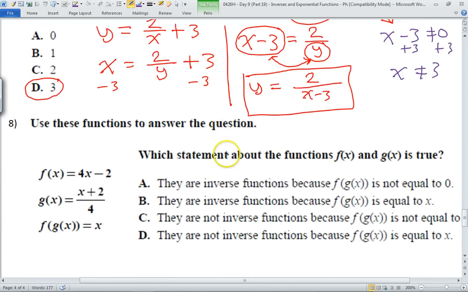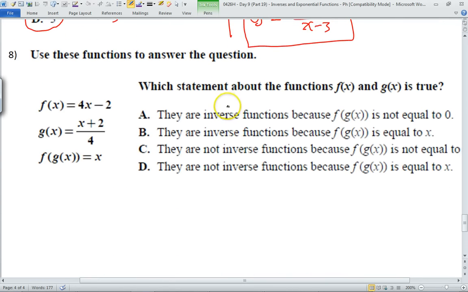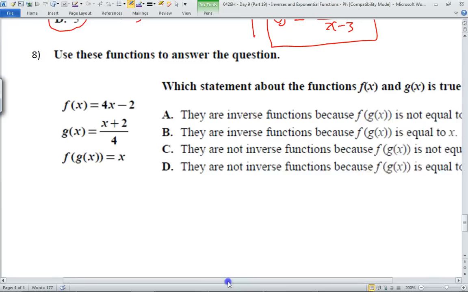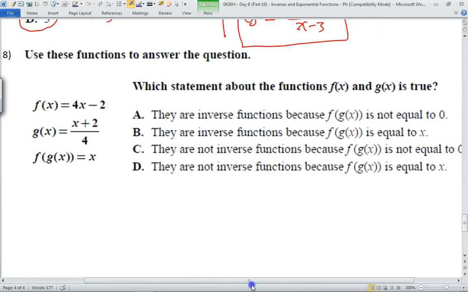Okay, let's look at problem number 8. Alright, this is problem number 8. Use these functions to answer the question. Which statement about f and g is true? Okay. Here's f, here's g. They have a little picture of g being put inside of f, and they're showing that that's going to give us x.